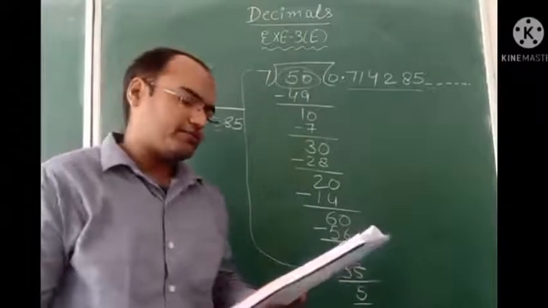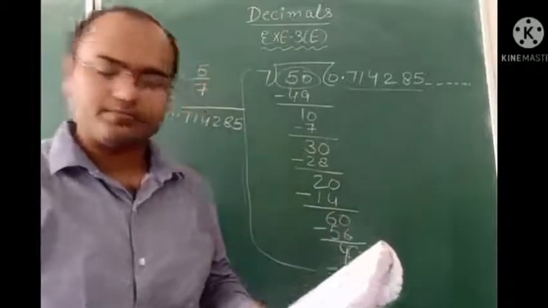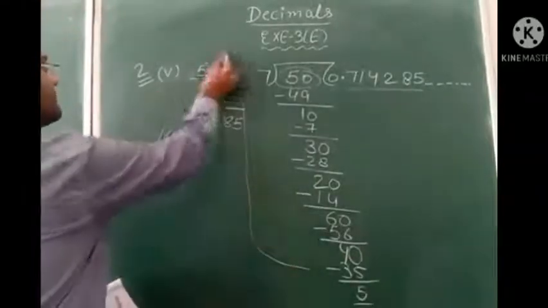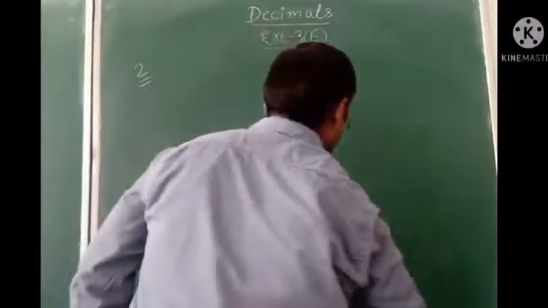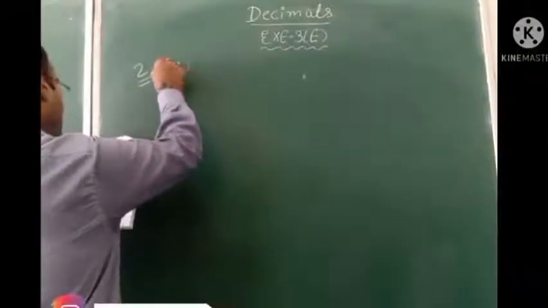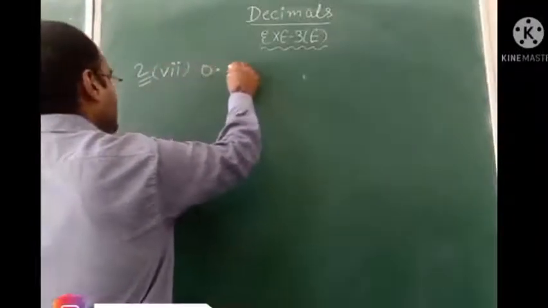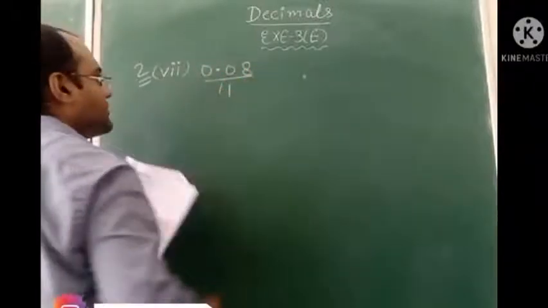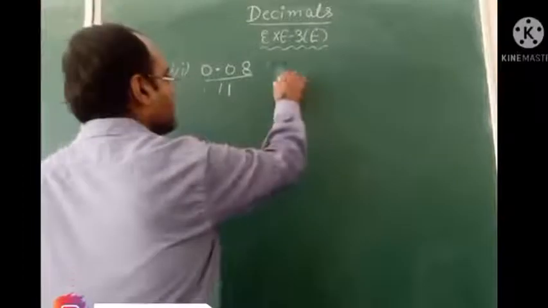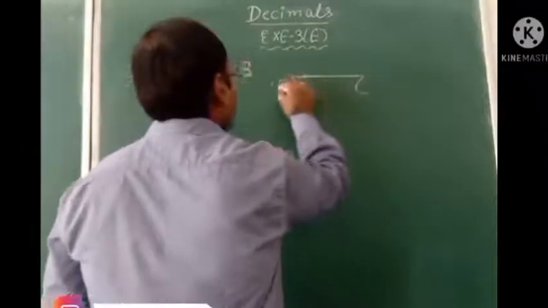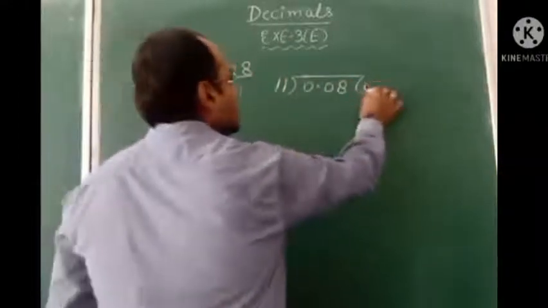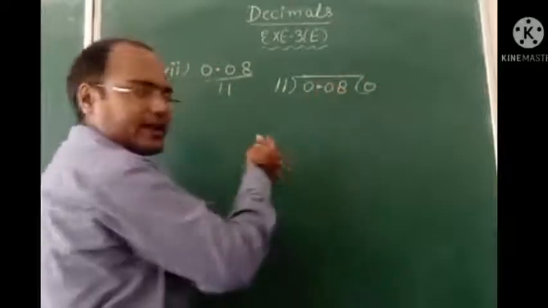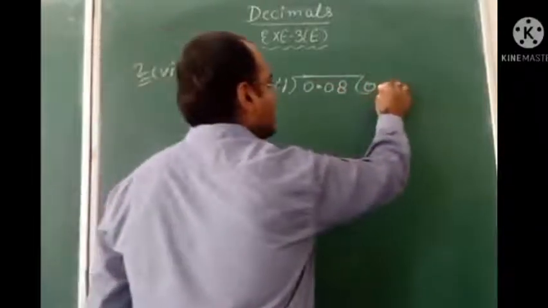Now see another part, number 7. 0.08 divided by 11. So we have to divide it with a table of 11. 0.08. So in the beginning itself we are getting one decimal here. So in the answer also we have to put decimal.